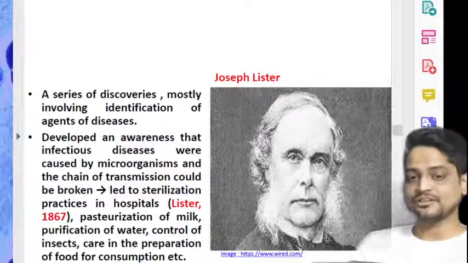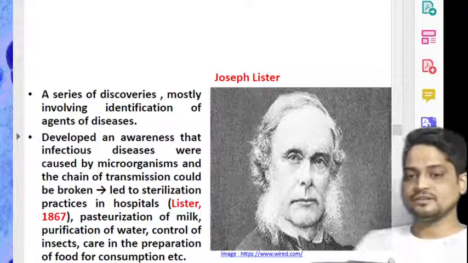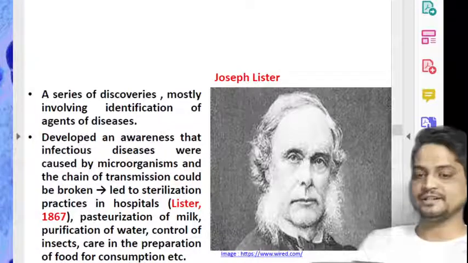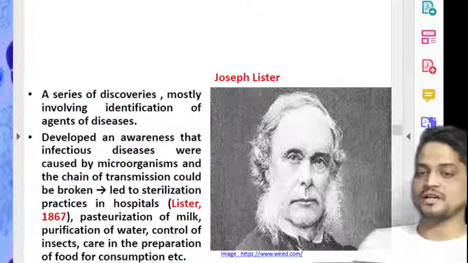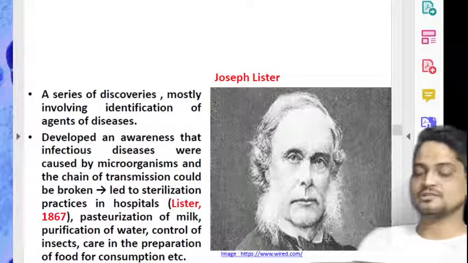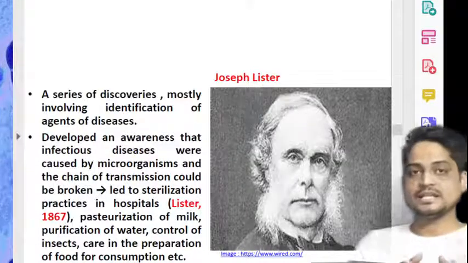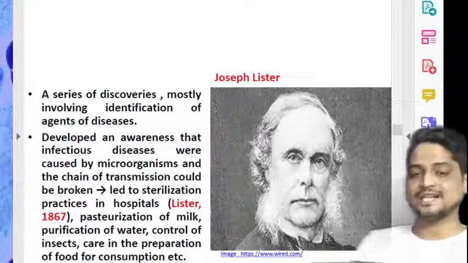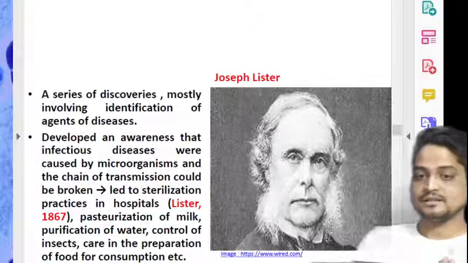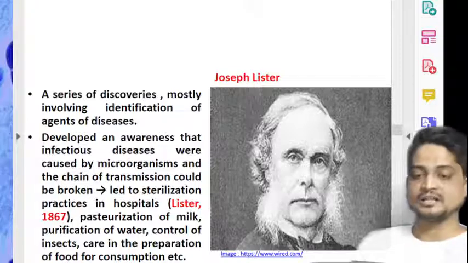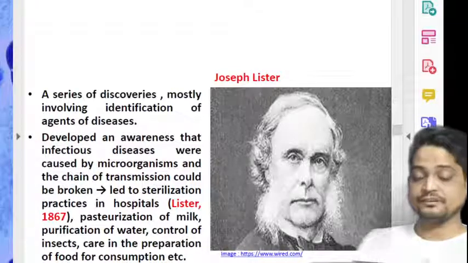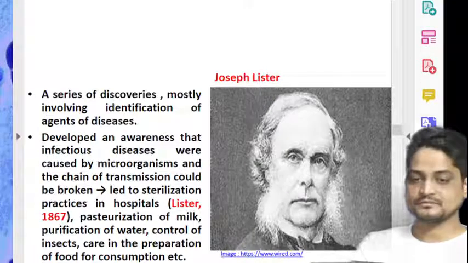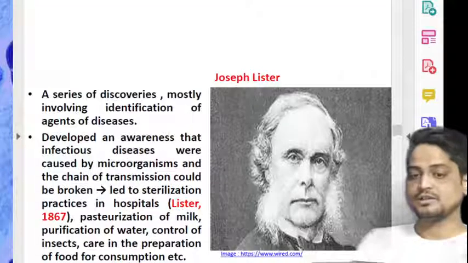Here's the time when Joseph Lister, a series of discoveries mostly involving identification of agents of disease, developed an awareness that infectious diseases were first caused by organisms and the chain of transmission could be broken. He was going to tell us that if we can just break the transmission of these microorganisms, we can lead to sterilization practice in hospitals.